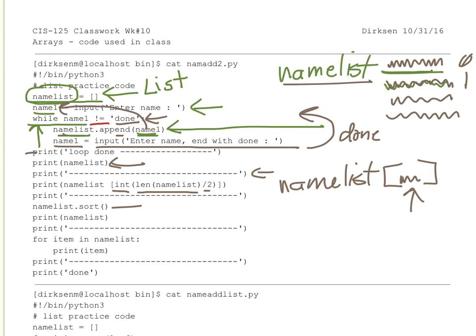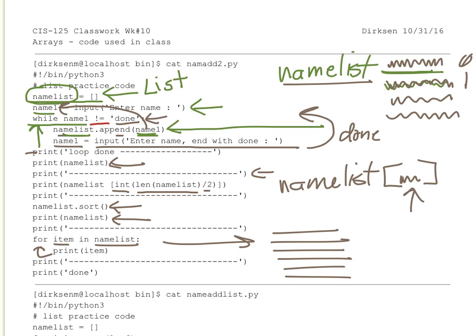Here it sorts the list, excuse me, it doesn't print it, and then here it reprints the list sorted. And then here, for item in name list, it'll keep looping, for loop, until the list is empty. So this will print them down in a row, and we print done.